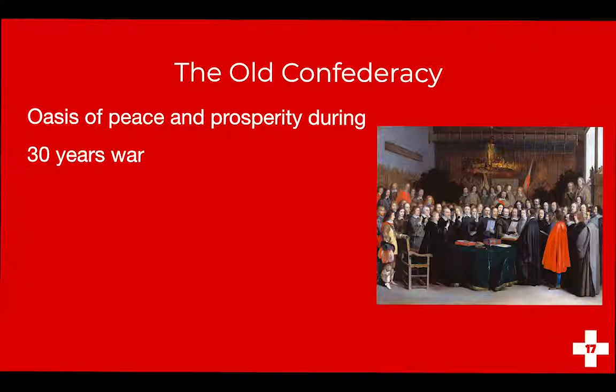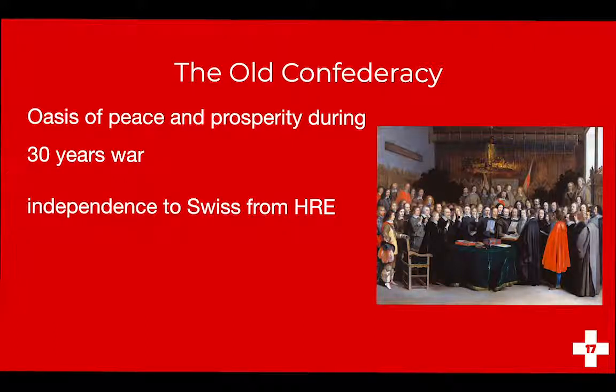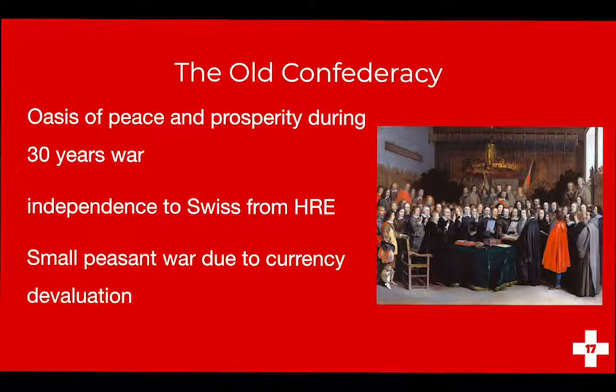And afterwards, at the famous Treaty of Westphalia, independence was finally given to Switzerland from the Holy Roman Empire. Up until now, Switzerland was acting pretty independently, literally sending troops against Holy Roman Empire troops. But for the most part, it was still nominally under the Holy Roman Empire. After the Treaty of Westphalia, it was completely separate, with its own absolute independence. And there's not much else to say here. There was a small peasant war during the currency devaluation, but nothing really major.